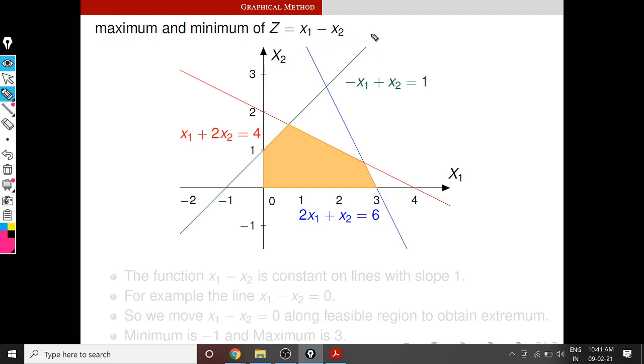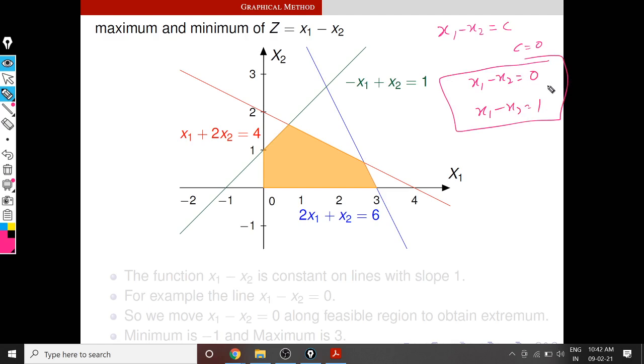Anyway, suppose you consider x1 minus x2 equal to a constant. Then what about this one? Geometrically, what is x1 minus x2 equal to constant? Suppose c equal to 0. So you consider 2 cases: suppose x1 minus x2 equal to 0, and x1 minus x2 equal to 1. Geometrically, what about these two?